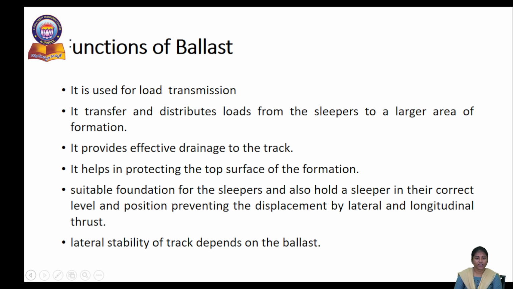It provides effective drainage to the railway track, and it helps in protecting the top surface of the formation. The ballast material is a suitable foundation for sleepers, and it also holds the sleepers in the correct level and position in order to prevent displacement by lateral and longitudinal thrust in the railway track. So the lateral stability of the track mainly depends on the type of ballast material.